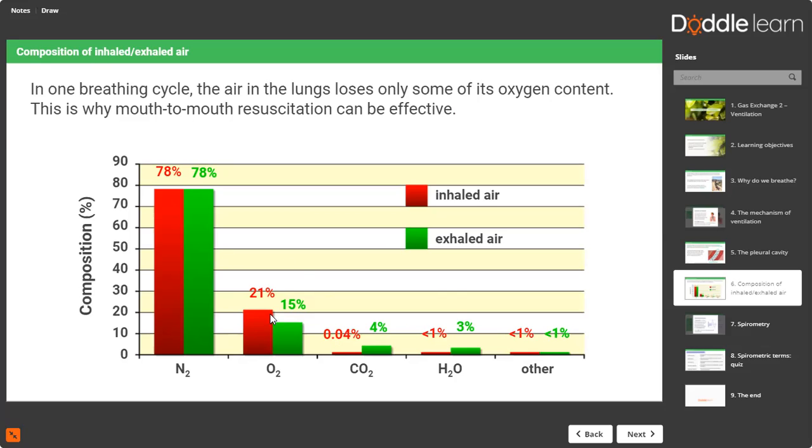So this is really important. Whilst we inhale 21% oxygen, only a small amount will actually stay in there. Lots of it we breathe in, but because of the way diffusion works, when we breathe out, we're actually letting out quite a large amount of oxygen as well.